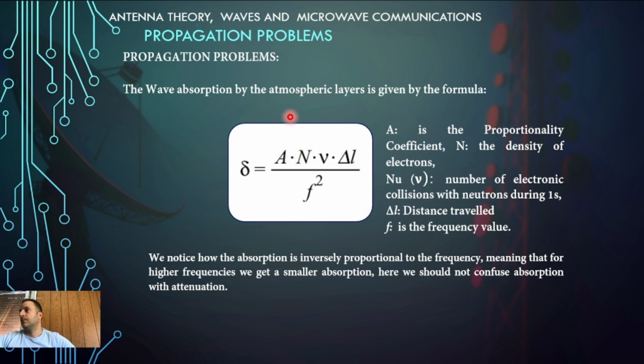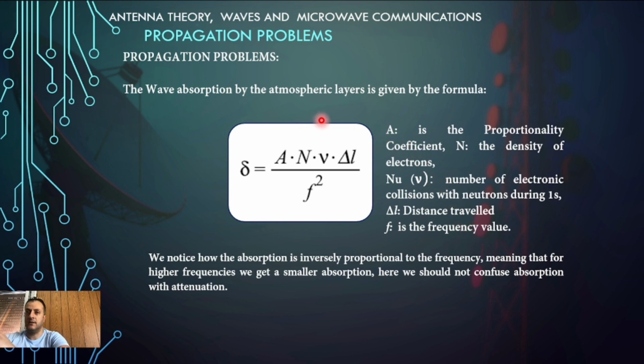The wave absorption by the atmospheric layers is given by the following formula: delta equals A times N times nu times delta L divided by the frequency squared. A is the proportionality coefficient. N is the density of electrons here. Nu is the number of electronic collisions with neutral charges during 1 second. Delta L is the distance traveled by the signal, and F is the frequency of the signal itself.